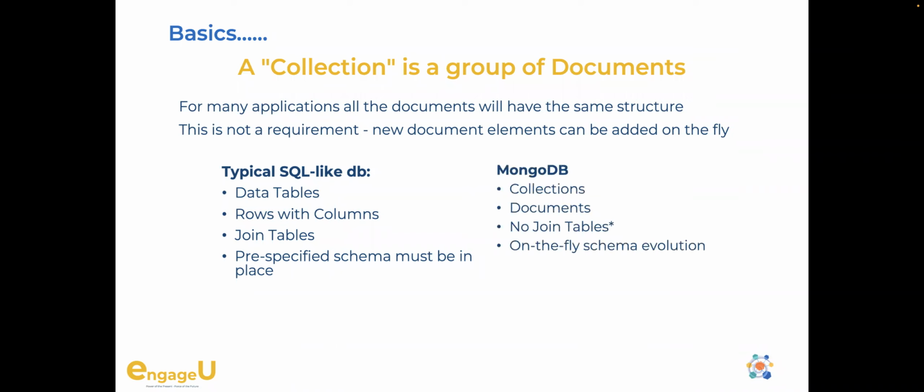With MongoDB, we have collections rather than tables, documents rather than rows and columns, no join tables usually, and on-the-fly schema evolution. Now you can use a MongoDB collection as a join table if you choose. It's not particularly efficient. And MongoDB developers I've spoken to say that if you really have to have that kind of structure, and this will seem strange, you're better off using a SQL tool like Oracle or MySQL.